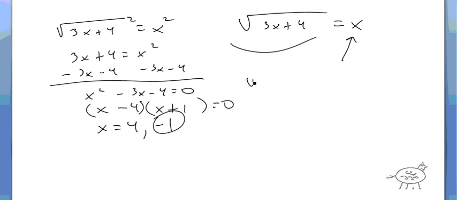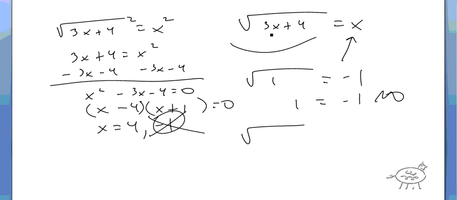In fact, if I plug that negative 1 in there, 3 times negative 1 is negative 3 plus 4 is 1. And that's negative 1. Is square root of 1, which is 1, equal to negative 1? No. So that negative 1's out of there. The 4, let's check that out. 3 times 4 is 12. 12 plus 4 is 16. And you put a 4 here. Is 4 equal 4? Sure it is. So this is my only answer, x equals 4.